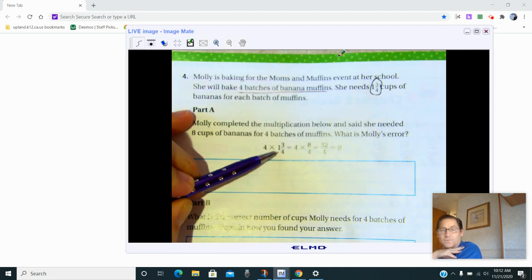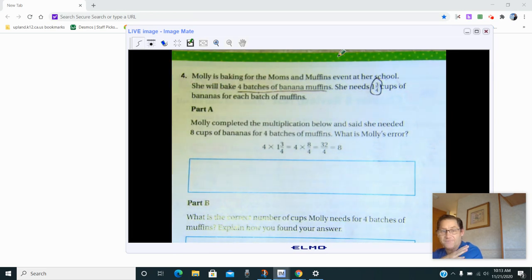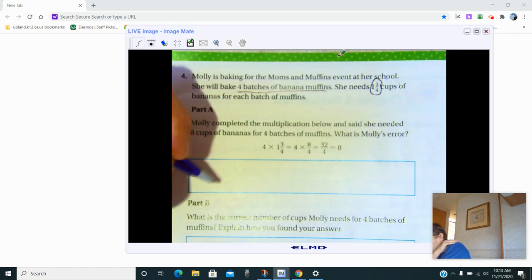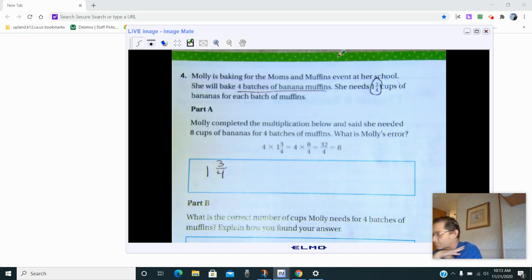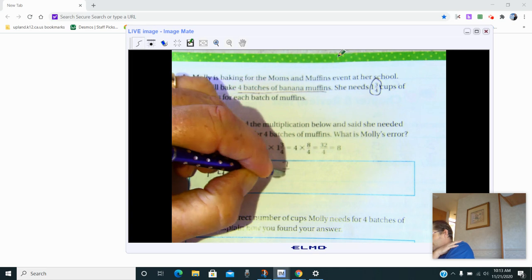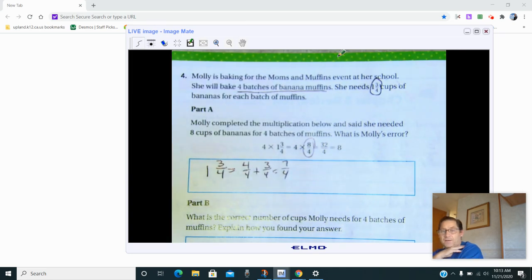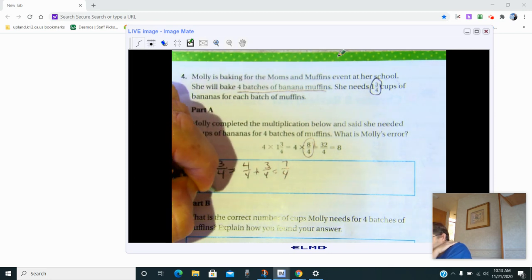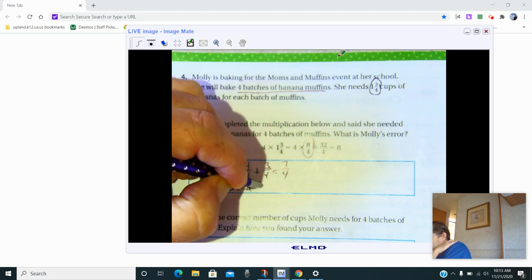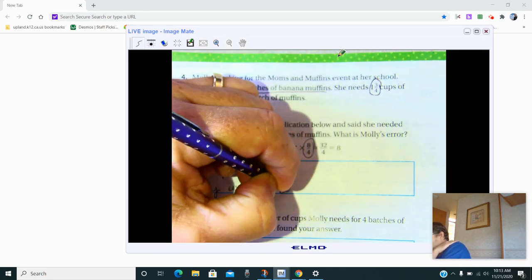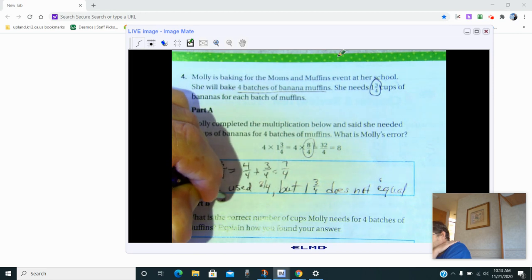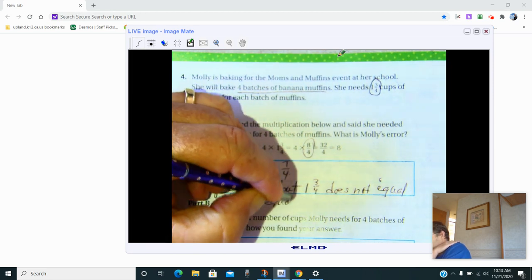What is Molly's error? All right, so let's see. 4 times 1 3/4. Okay, that would be correct because we have 1 3/4 and we're making 4 batches. And she then said that's 4 times 8/4. Well, let's see. What is 1 3/4 as a mixed number? 1 is the same as 4/4 in this problem, plus 3/4. So 7/4. Okay, so she made a mistake right there, right? Molly's error: Molly used 8/4, but 1 3/4 does not equal 8/4. It equals 7/4.